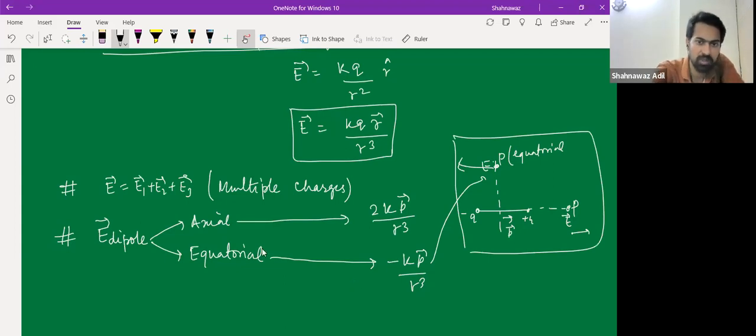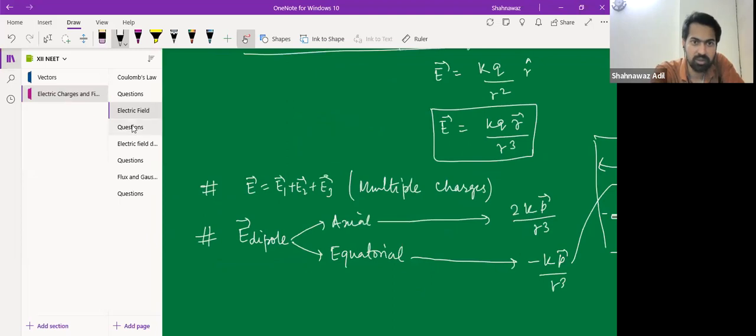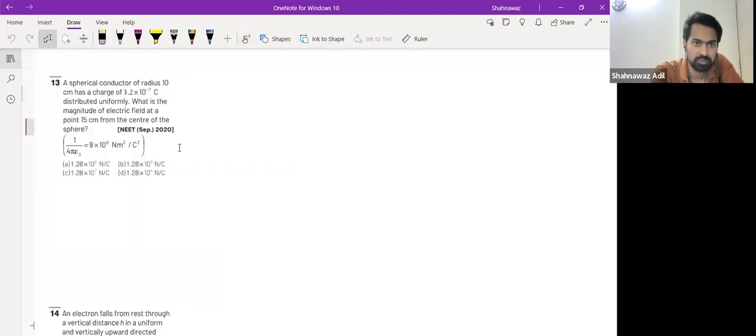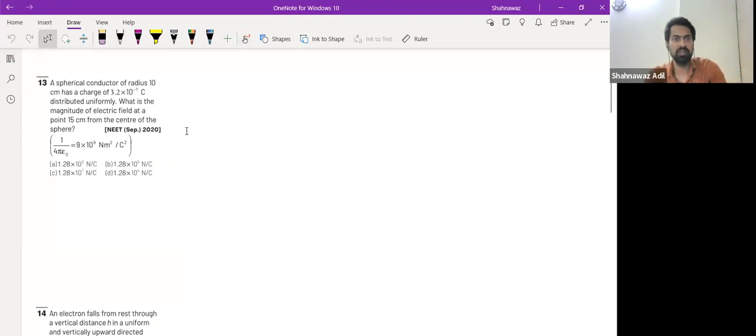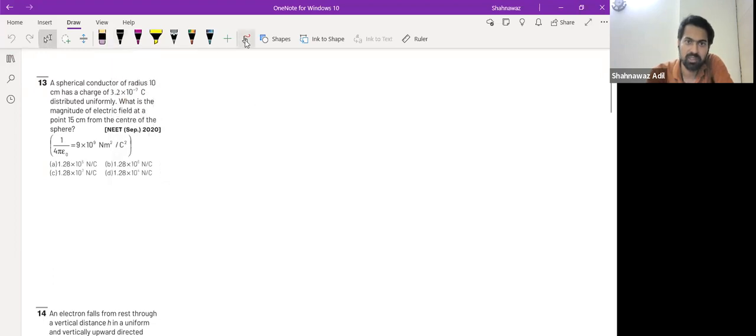So let us keep these things in mind and try to do all those questions. The first one: a spherical conductor of radius 10 centimeter has a charge of 3.2 into 10 to the power minus 7 coulomb. So there is this spherical conductor, and its radius is 10 centimeters.